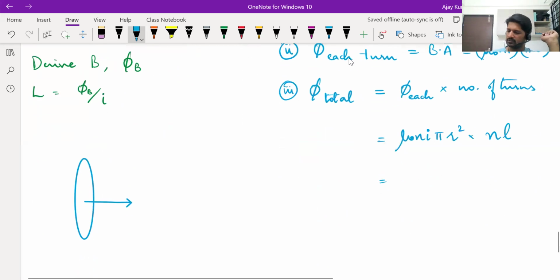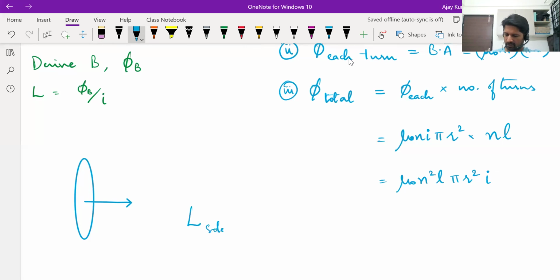So we can write this as mu naught N square L pi r square into I. And as I said, the flux will depend on the current. Okay, that's what we are getting here. Flux depends on current. But anyway, this is not the final thing that we wanted. We wanted to derive the self-inductance of the long solenoid. And we know by definition, self-inductance is total flux divided by the current. So if you divide this flux by current, I gets cancelled.